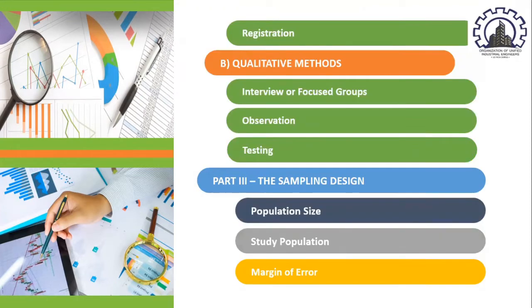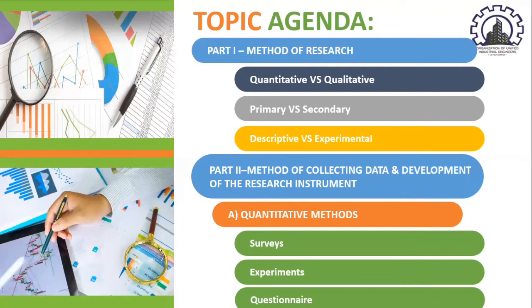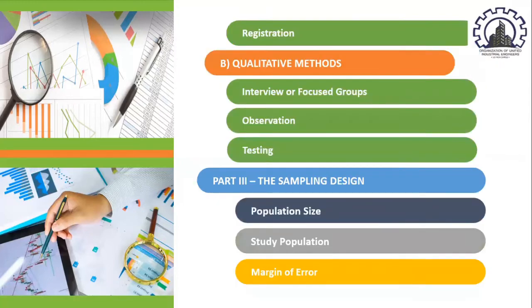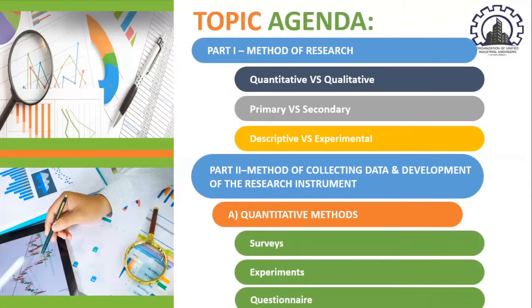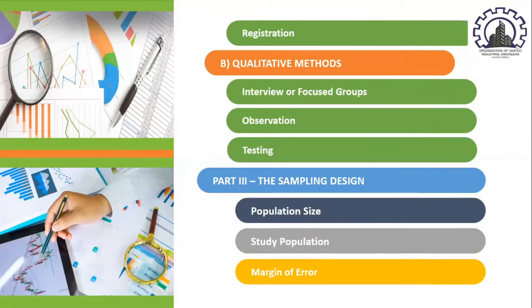Now, in order for us to be guided under part one of our lesson, method of research. This includes the difference between quantitative versus qualitative research. And also, this includes the primary versus secondary data. And also, we have descriptive versus experimental method of research. And under part two, method of data collection and development of the research instruments, it is divided into two parts. First, we have the quantitative methods, and second, we have the qualitative methods. Now, under quantitative methods, it includes surveys, experiments, questionnaire, and registration methods. On the other hand, under qualitative methods, it includes interview or focus groups. We have observation, and we also have testing methods.